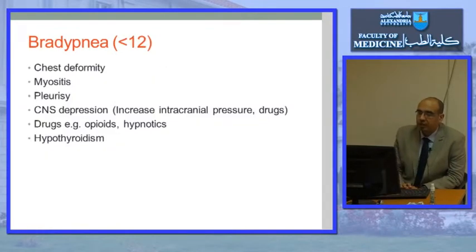When the respiratory rate is less than 12, it is called bradypnea. It is observed when there is decreased respiration, like in chest deformities, myositis, pleurisy, and neurological central nervous system depression, most importantly by drugs like opioids or hypnotics, or in patients with hypothyroidism.